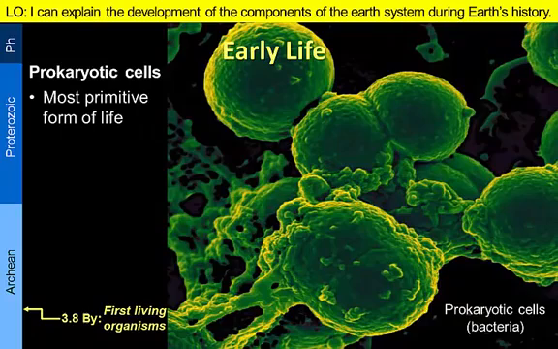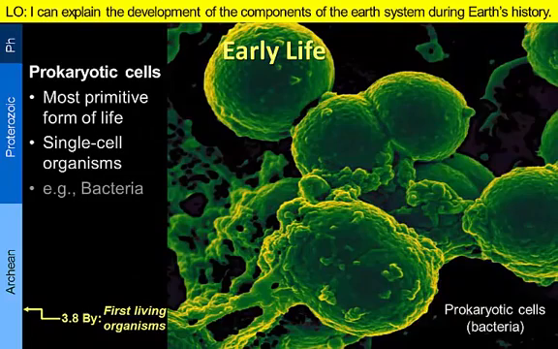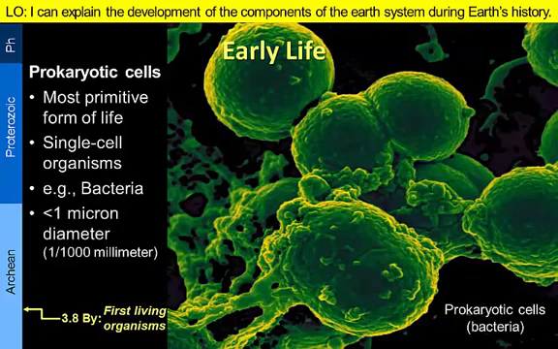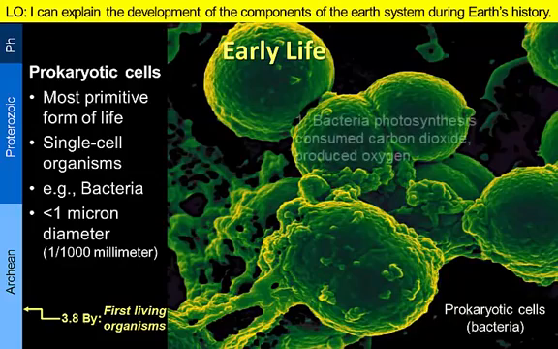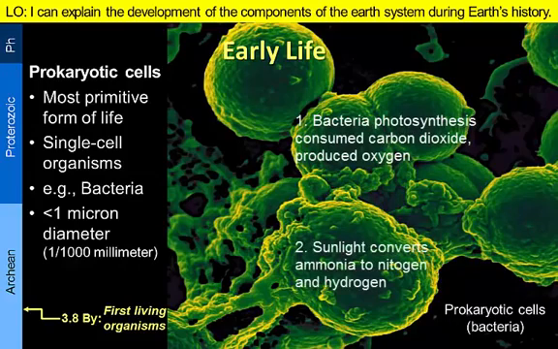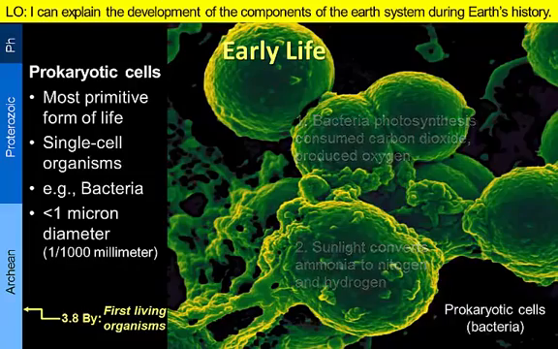All life on Earth is cellular, and the most primitive life is represented by prokaryotic cells, such as bacteria, that are less than 1 micron in size. The early atmosphere was modified by 2 processes. First, bacteria evolved to use photosynthesis to consume carbon dioxide and produce oxygen. Second, sunlight broke down ammonia to form nitrogen and hydrogen. The hydrogen was lost to space while the nitrogen stayed around to form the major components of today's atmosphere.